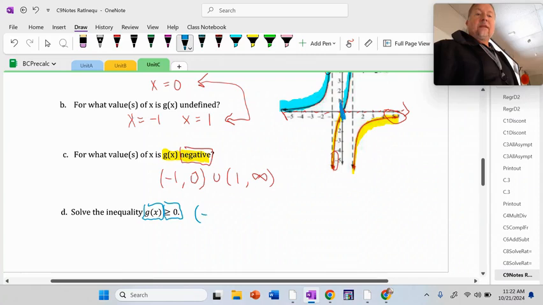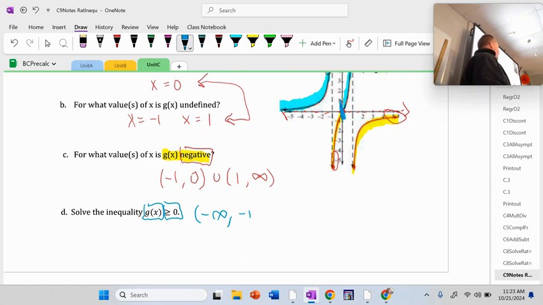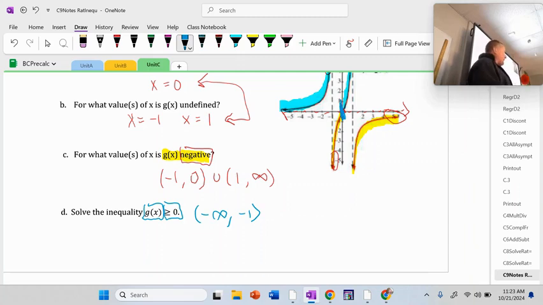So this goes from negative infinity to -1. What do I put on -1 because it's equal to? A bracket or parenthesis? I tricked you. Why is it always a parenthesis no matter what? I worded that on purpose that way. An asymptote can never be a solution because the asymptote is where the graph is undefined. -1 creates undefined for the output, so it is not an output. So it cannot be a solution.